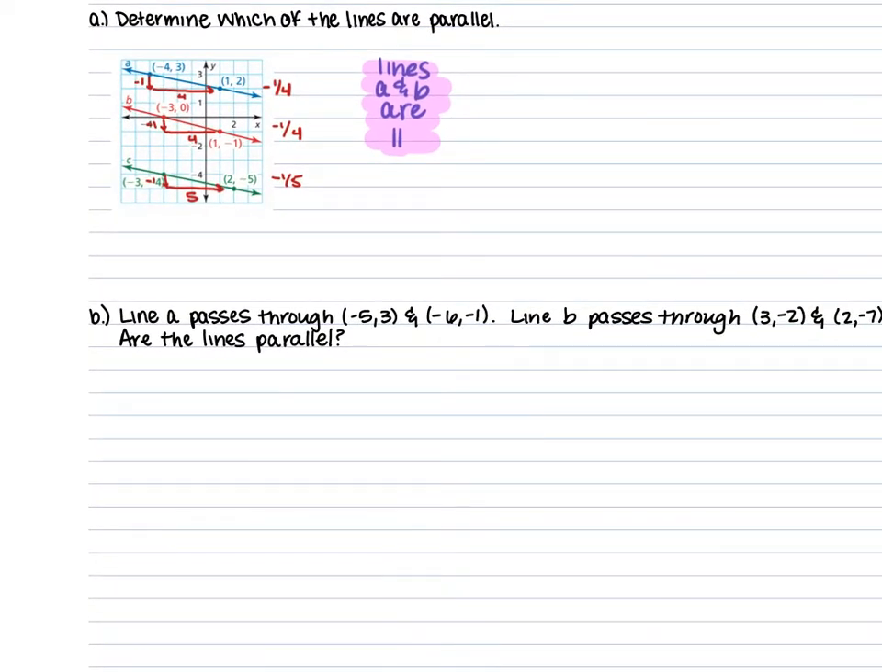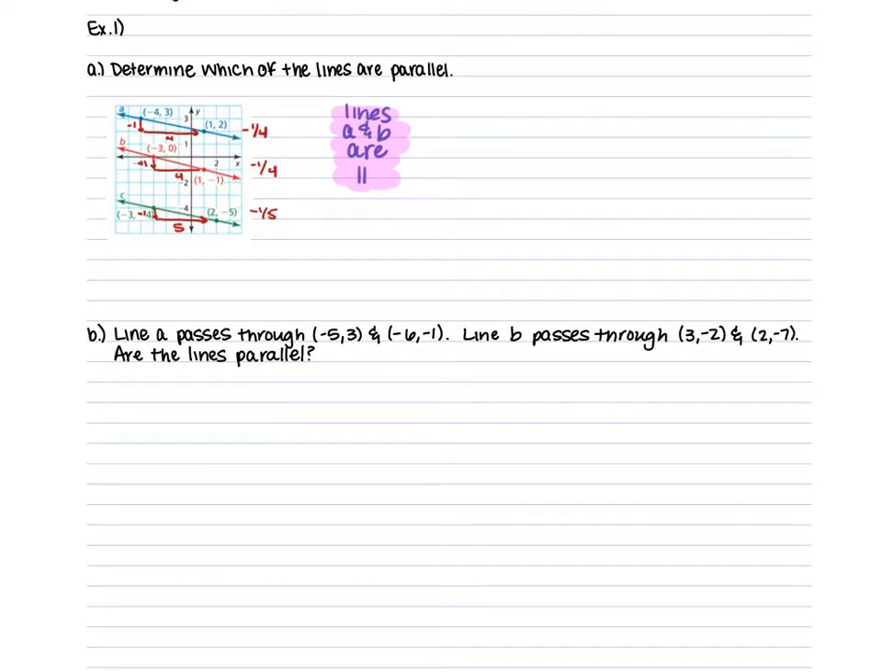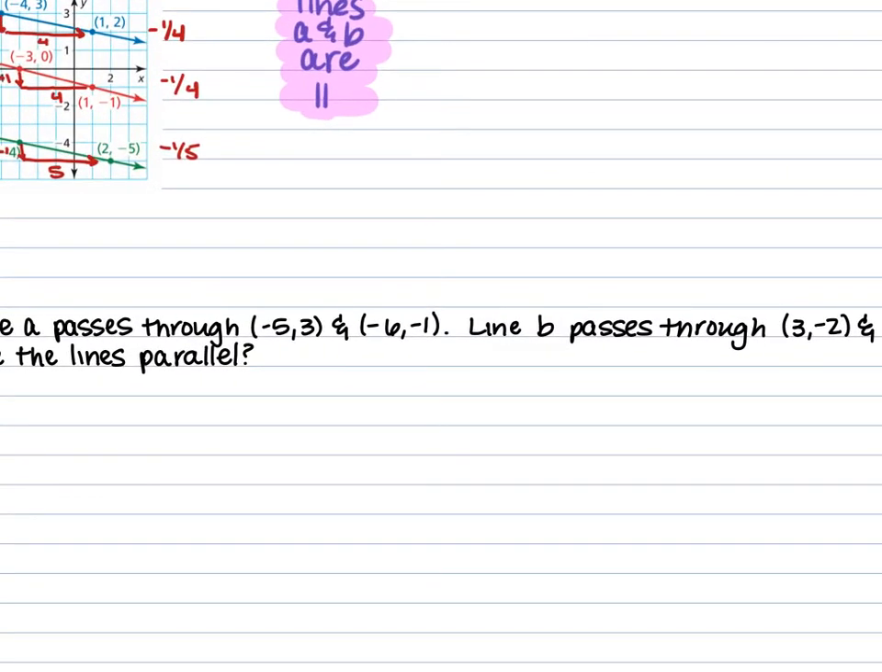Line A passes through negative 5, 3, and negative 6, negative 1. Line B passes through 3, negative 2, and 2, negative 7. Are the lines parallel? We're going to find the slope of each. If the slope is the same, then they're parallel.